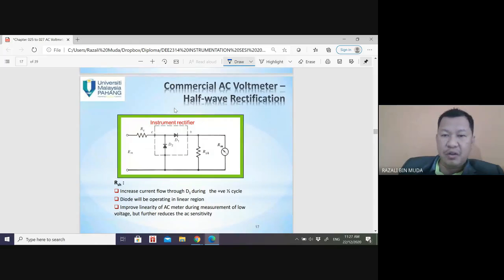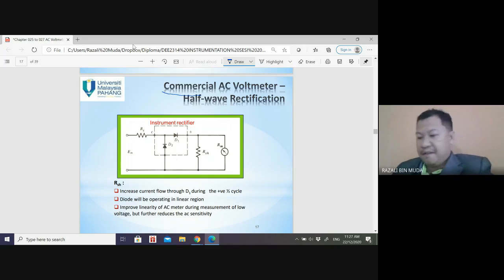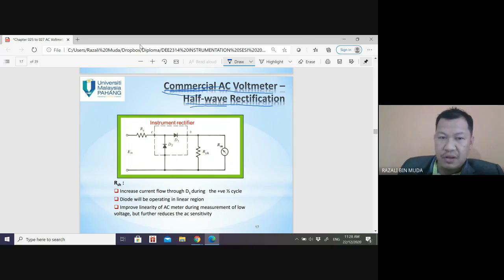For the commercial voltmeter with half wave rectification, this is the next example. Let's see this circuit. This is called a commercial AC voltmeter for half wave rectification. This is still half wave, but for commercial use they use two diodes instead of one, D1 and D2.